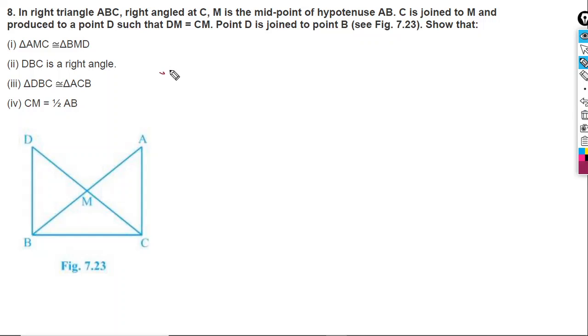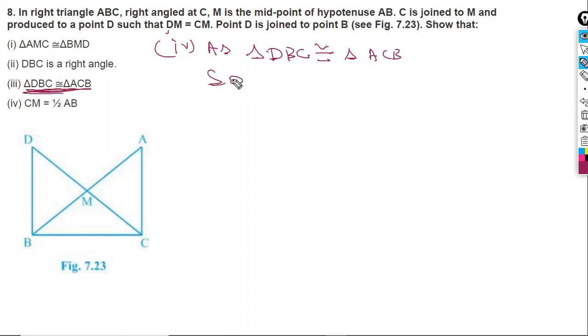Here we will start from the triple I part. We will move to the IV part. Triangle DBC is congruent to triangle ACB. This is what we have proved now. So DC will be equal to AB. Why? CPCT, corresponding parts of congruent triangles.